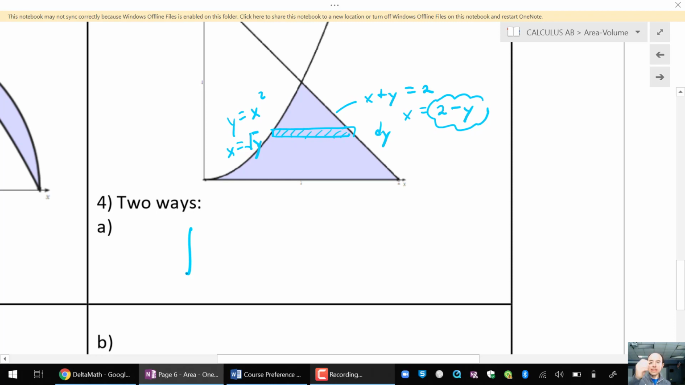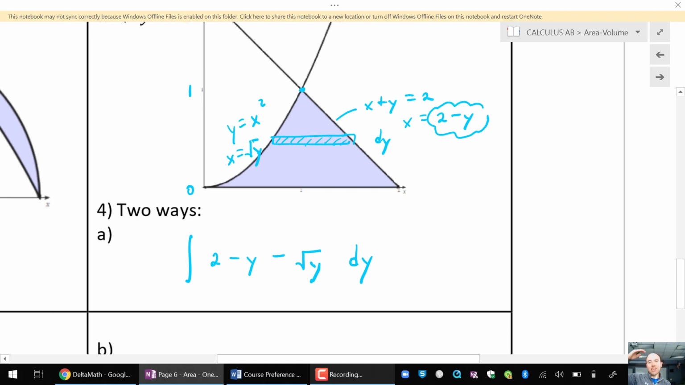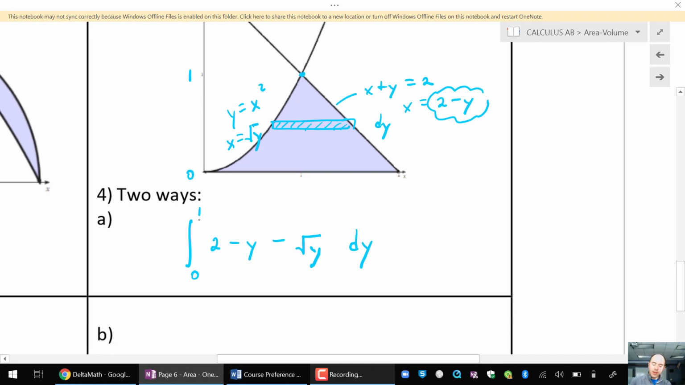The right function is the linear function, so 2 minus y gets listed first. That's the right. Minus the left, square root y. Right minus left. Notice how I have no x's in this integral. The thickness, the width, is also in terms of y, dy. The bounds must also be in terms of y. So the bounds here, 0 is the lower bound. The intersection point up there is y equals 1. So we're going to go from 0 up, up, up, all the way to 1 as we kind of stack these horizontal strips. So there it is. There's a horizontal method.